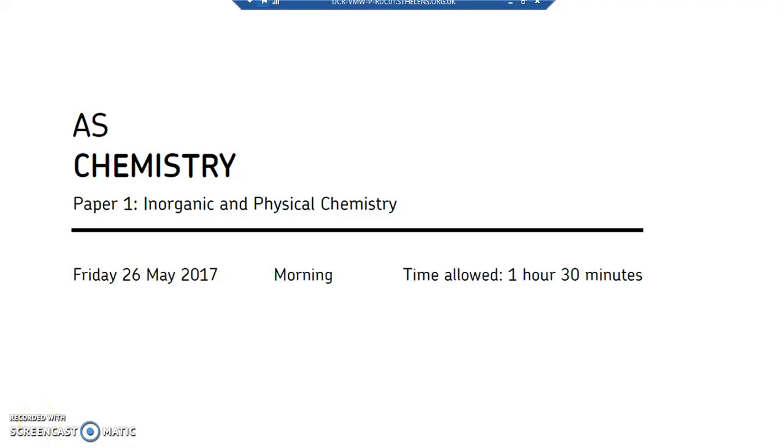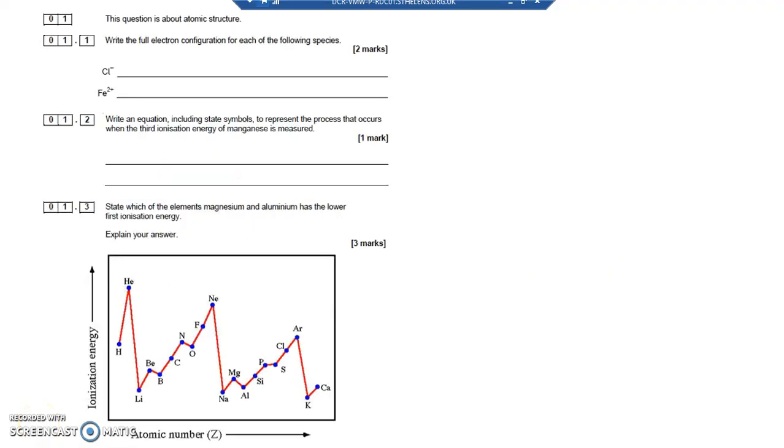It's Chemistry Paper 1, May 2017. This question is about atomic structure. Write the full electronic configuration for each of the following species.